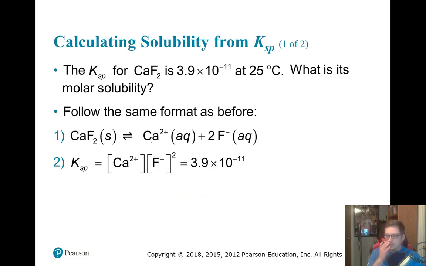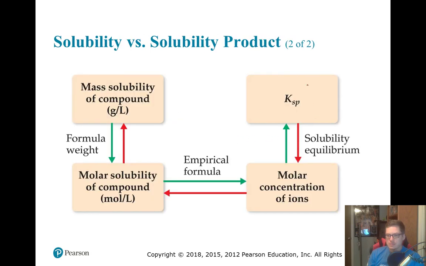All right, so we're going to walk through a couple examples here. So we got the KSP for calcium fluoride is 3.9 times 10 to the minus 11th at 25 degrees Celsius. All right, and we want to find the molar solubility. So we're going from this KSP value to the molar solubility. So we're going from here down to this guy down here.